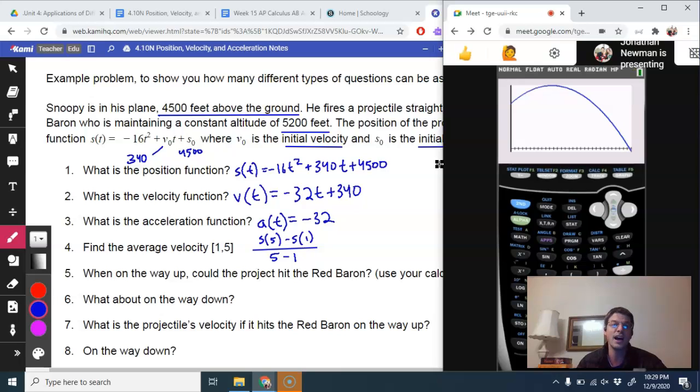So remember, this is not a position versus position graph. This is a position time graph, right? So the x is not going up and to the right, this projectile. It's going straight up, but as we go to the right, that's time that's moving forward.